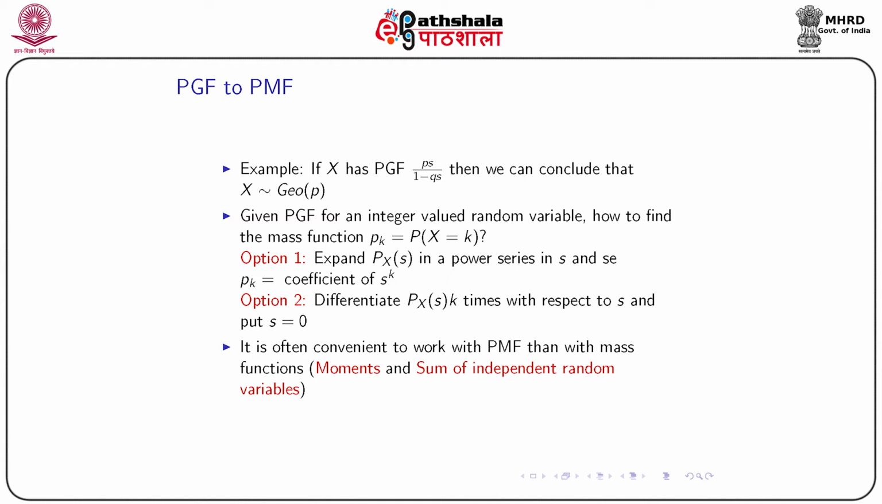It is often convenient to work with the PGF rather than with the mass functions. This is true whenever we are calculating the moments or finding the distribution of the sum of independent random variables. We'll be talking about these two later. So for moments and for the distribution of sums of independent random variables, it's much more convenient to work with the probability generating function rather than the probability mass function.